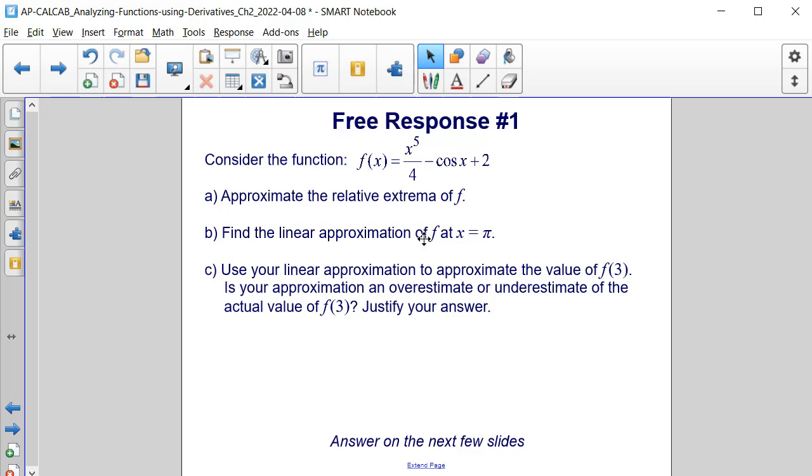Find the linear approximation of f at x equals pi. And then use your linear approximation to approximate the value of f of 3. Is your approximation an overestimate or underestimate of the actual value of f of 3? And justify your answer. Let's get started.